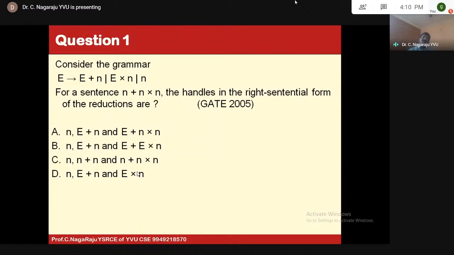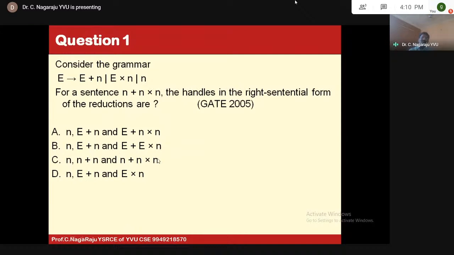But here there are two sentences. First we are considering this, and second we are taking this production, right? So based on these two productions and with n, we are evaluating the process. But what we are given is n, e plus n, and e plus n plus. So then we cannot get the answer for this one. Next is e plus n. We cannot get the answer for this either.